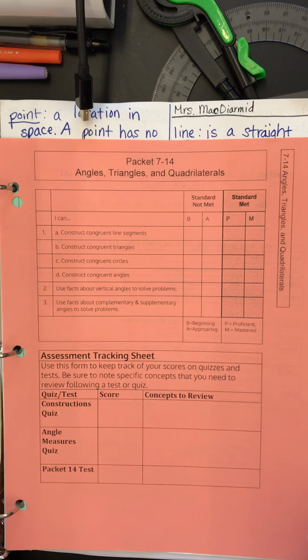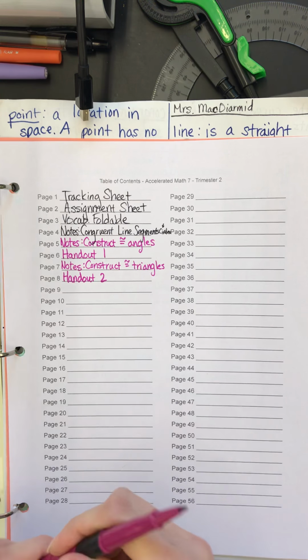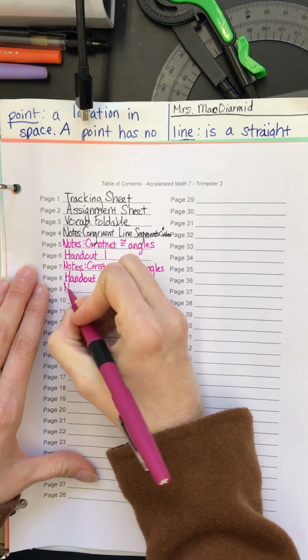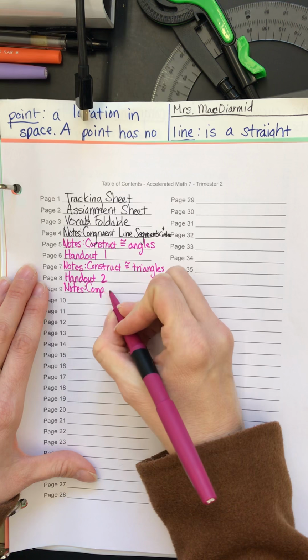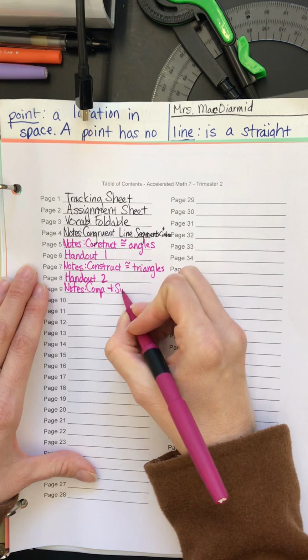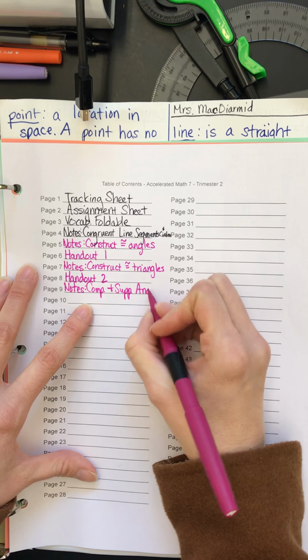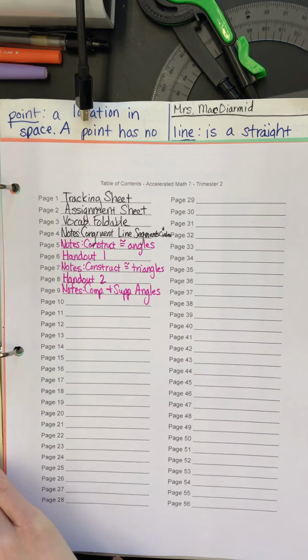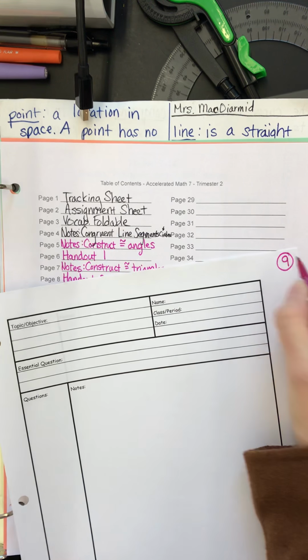All right, so we're going to go on now with notes. We're going to be talking today about complementary and supplementary angles. So let's go ahead and write notes here. I'm just abbreviating here, so that way we can fit it all in. This is going to be page 9 behind your table of contents.